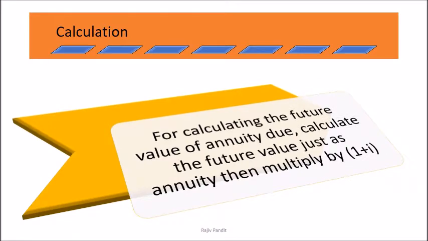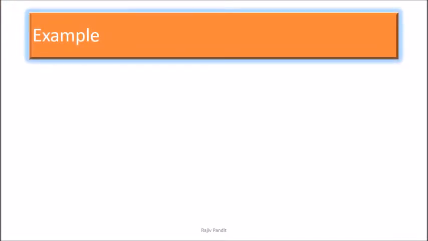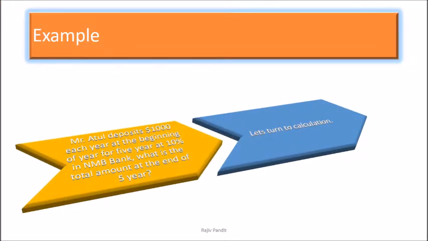Let's turn to calculation. For calculating the future value of annuity due, calculate the future value just as for an annuity and then multiply it by 1 plus I. Let's turn to an example. Mr. Atul deposited $1,000 each year at the beginning of the year for 5 years at 10% in NMB Bank. What is the total amount at the end of the 5th year?